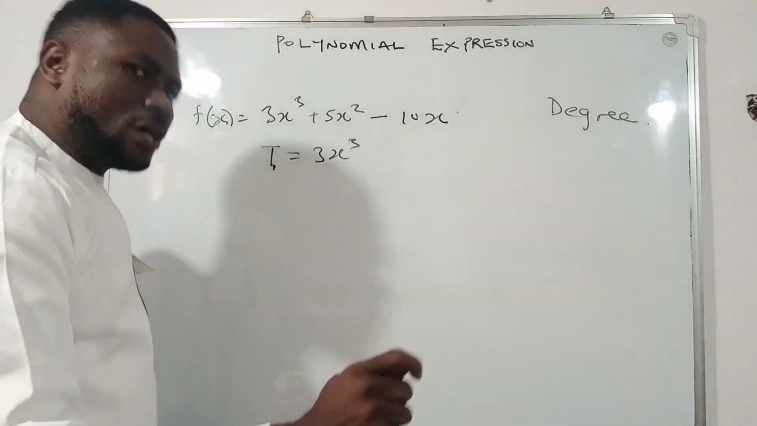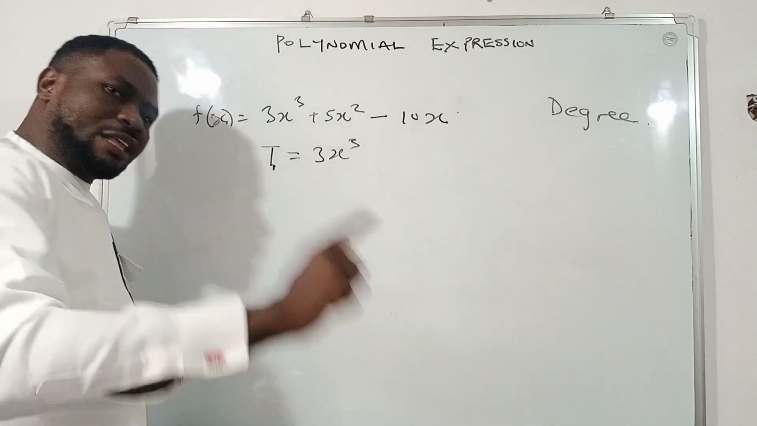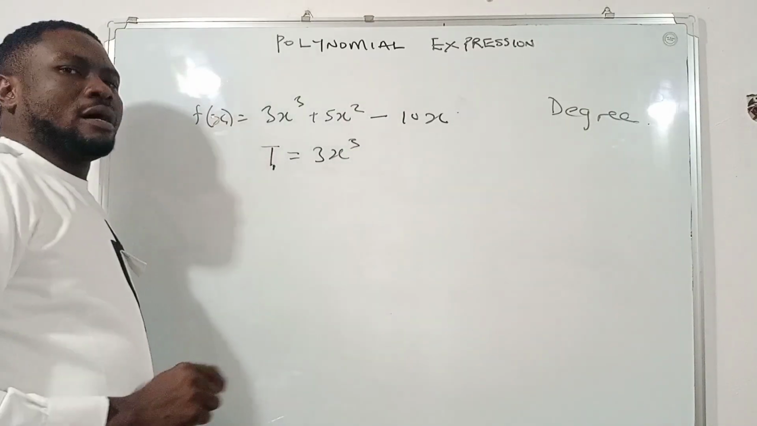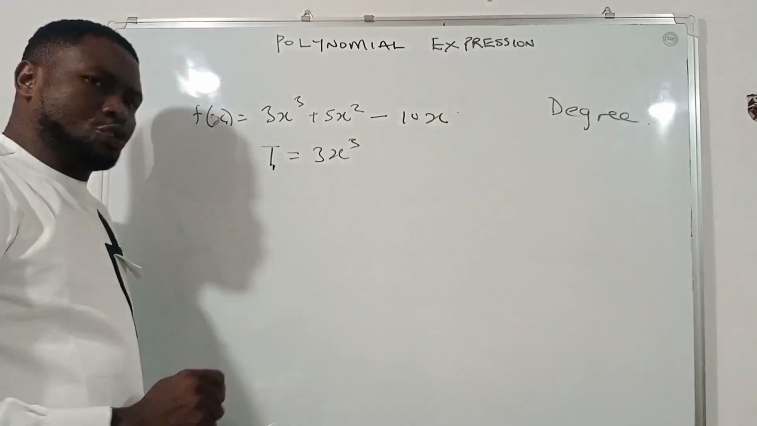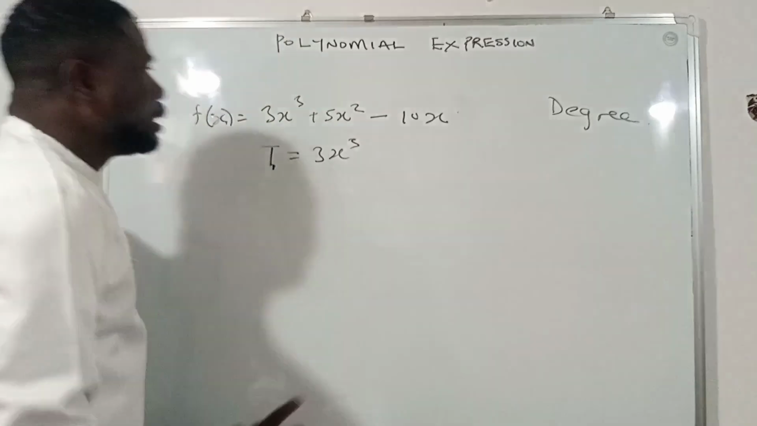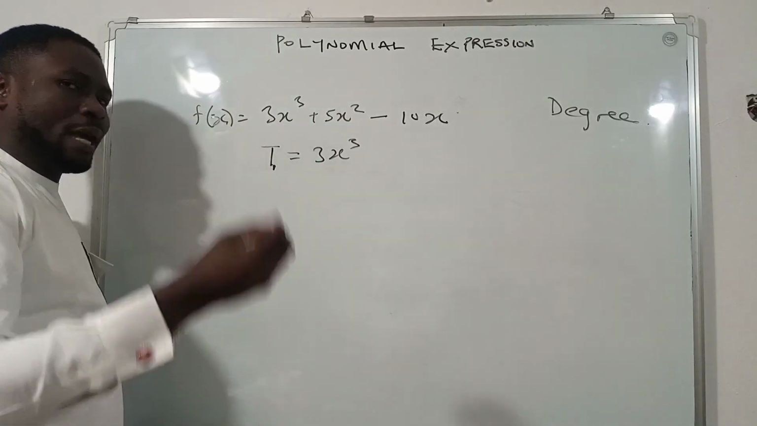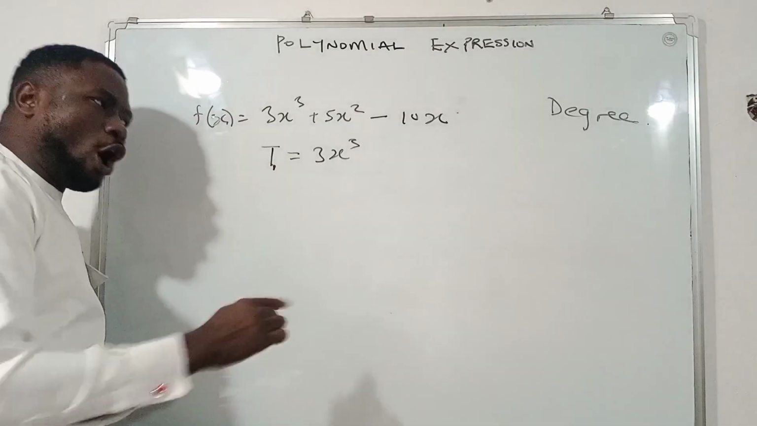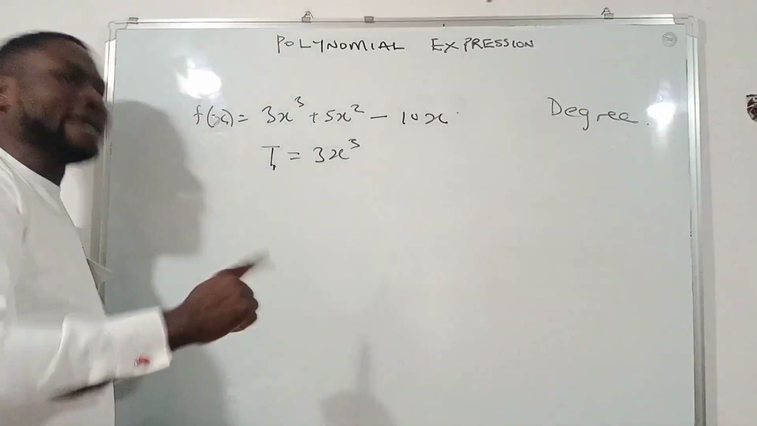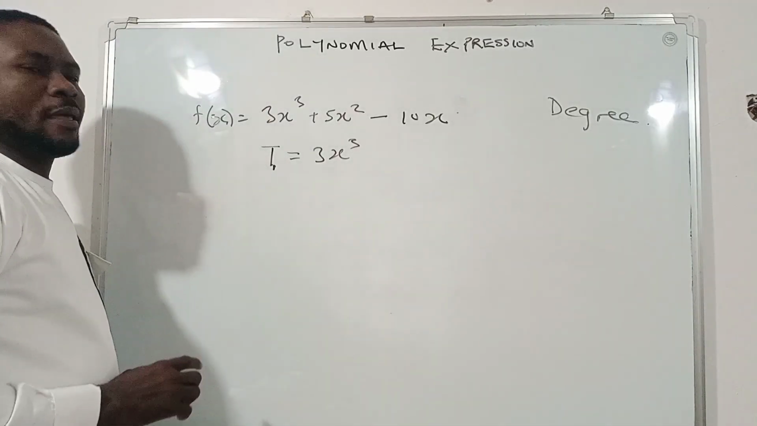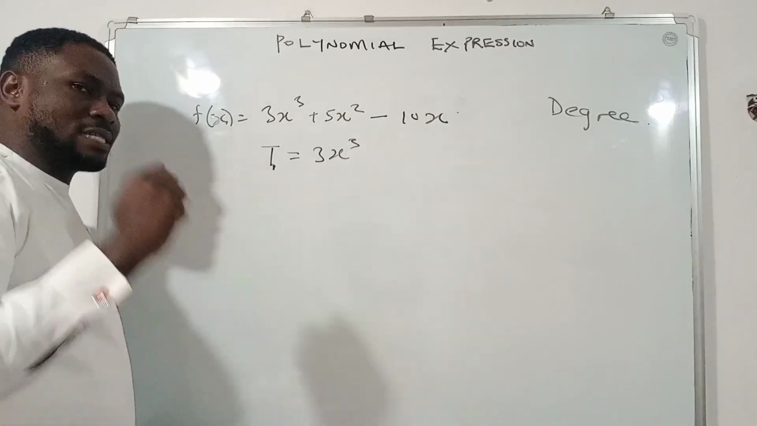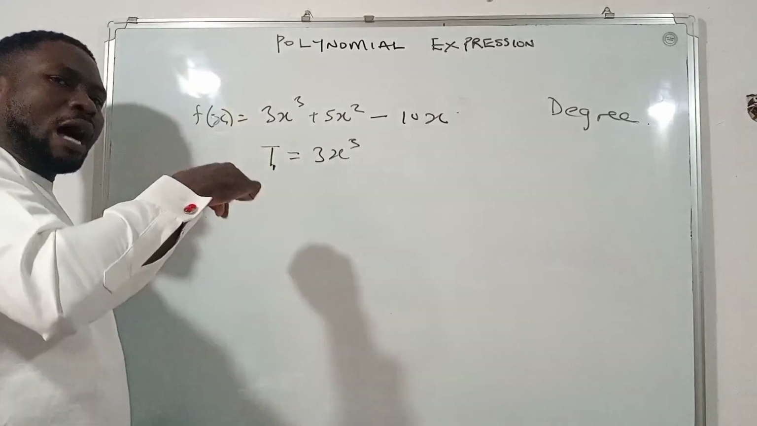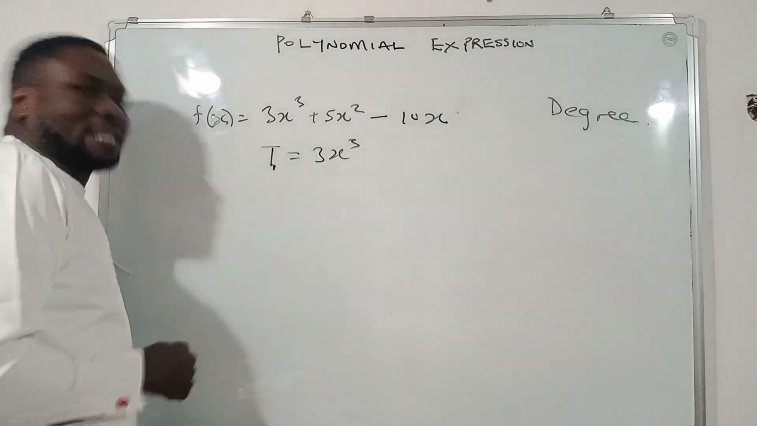Now, the degree of a polynomial. Please, it's easy. The degree of a polynomial can be defined as the power to which the variable is raised. So, if I'm looking at the degree of the term of a polynomial, there is a difference between the degree of a polynomial and the degree of a term of a polynomial. When we are looking for the degree of the term of a polynomial, we are simply looking at the power of the variable of that term.